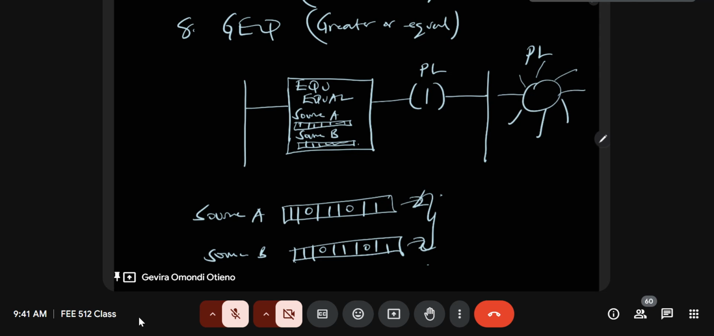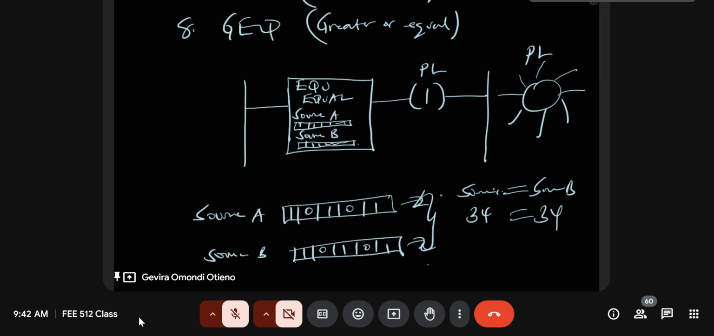Okay? So remember, we know that the computer will be checking the equal. So you have source A being equal to source B in binary. But we humans, it's like saying 34 equals 34. So if those numbers are equal, then we have our output being activated as required.